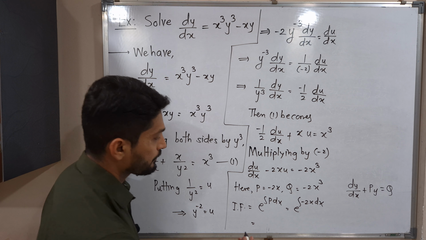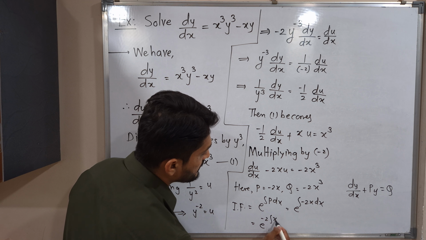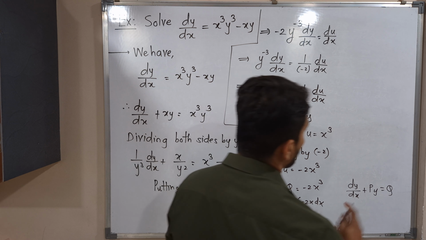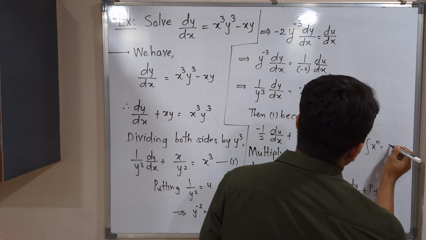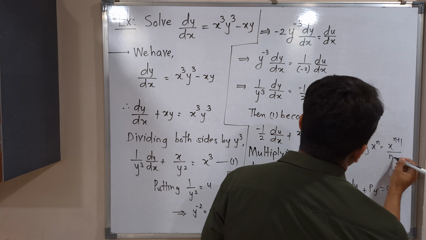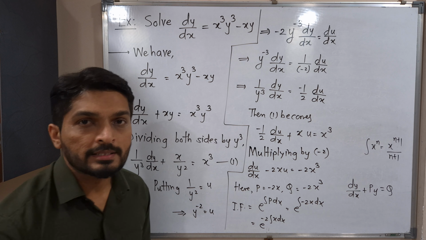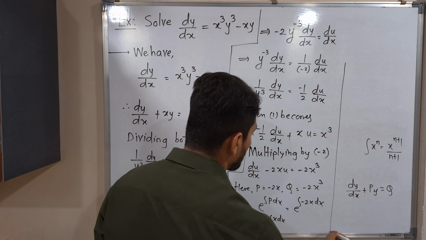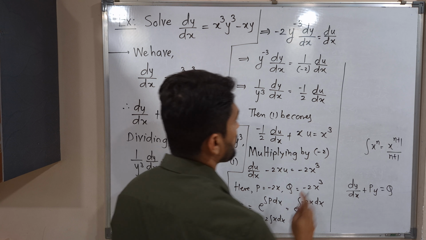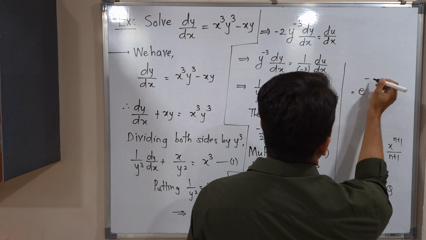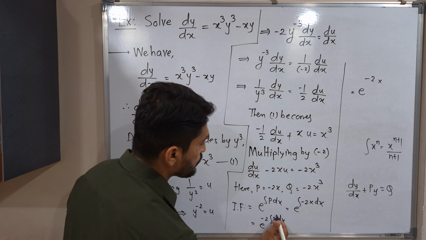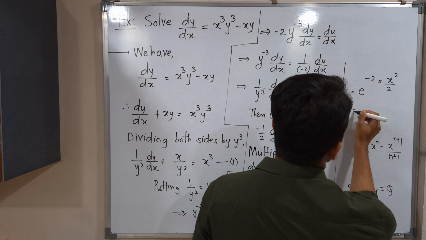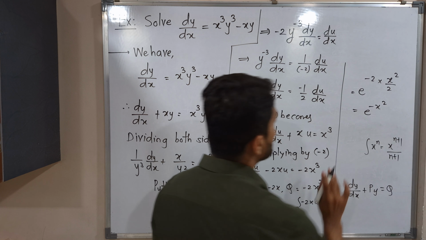Let us solve that integration in the power. Minus 2 is a constant, it will come outside. What is the integration of x? The same formula, I'm sure you are familiar with it: the integral of x raised to n is x raised to n plus 1 upon n plus 1. Whatever the power, we increase it by 1 and write the same denominator. So e raised to minus 2, the power of x is 1, we increase it by 1, so x square divided by 2. The 2 will get cancelled, giving e raised to minus x square. So this is the integrating factor.